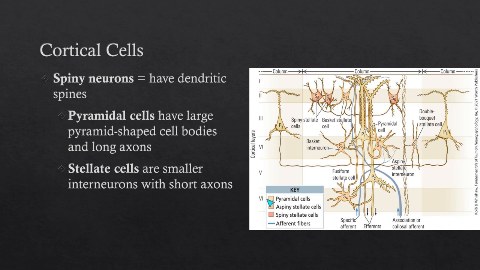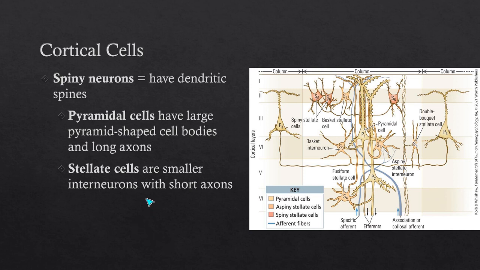We look at this picture out of your textbook. It's got everything color-coded down in the legend. Let's look for some spiny stellate cells, up here. Spiny cells, spiny neurons, have dendritic spines. A couple of examples are pyramidal cells and stellate cells. These are both classified as spiny neurons because they have dendritic spines. Pyramidal, stellate, what does that mean? It just refers to the shape of the cell body. Pyramidal cells have long pyramid-shaped cell bodies, and they also have long axons, right? This is a pyramidal cell, with a triangular-shaped cell body, and they've got long axons.